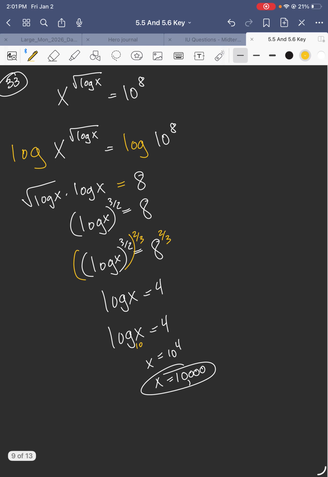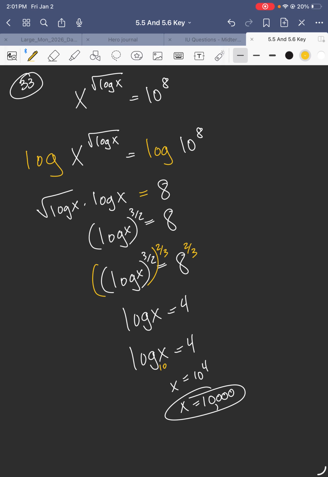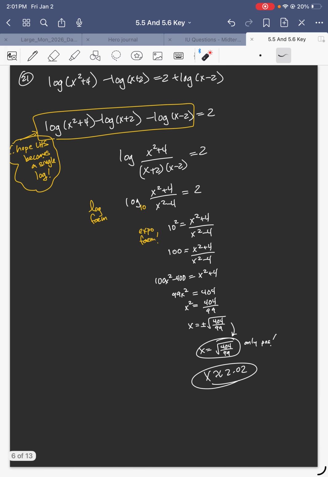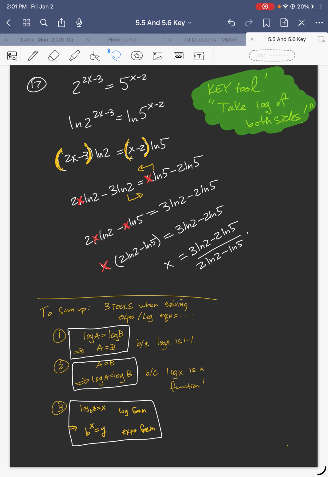All right. We have just a couple left. So x to the square root of log x is equal to 10 to the 8th. Well, remember, we have 3 tools. Let me go back and get them.